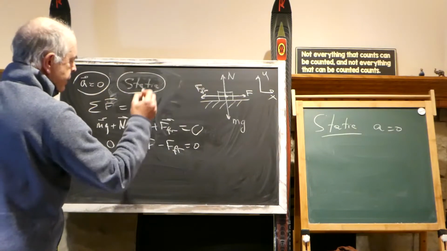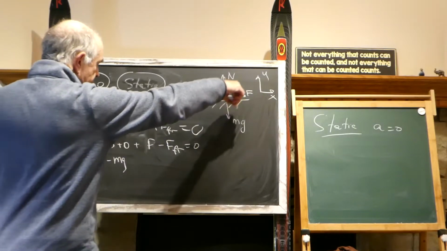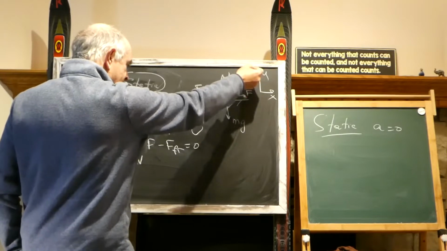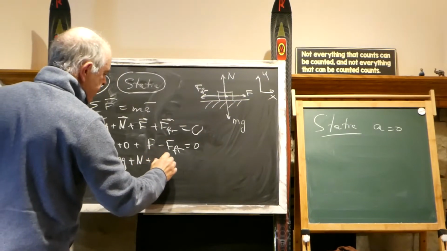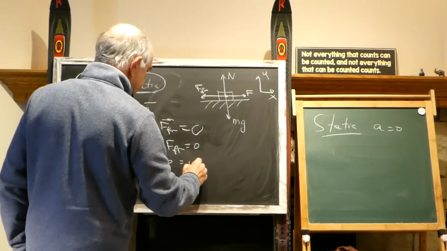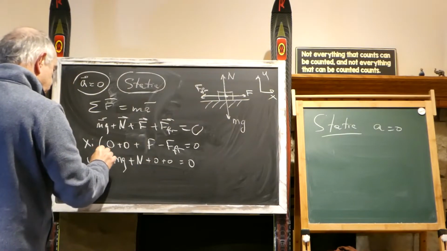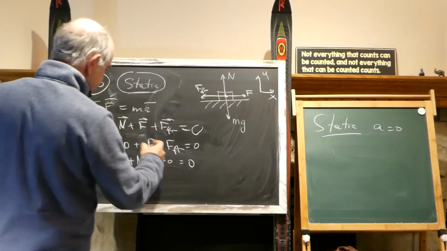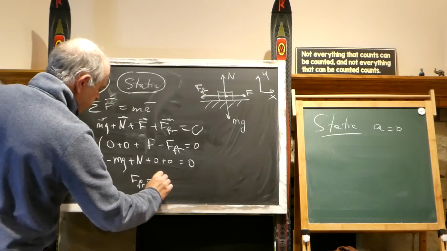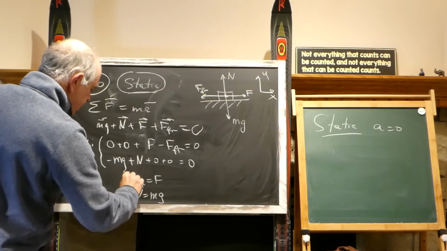And along the y-axis we draw it many times. mg has a minus because it's going down against y. N is positive because it's going up, the same direction as y. And here would be 0 and 0 because those two forces have no projection on y. And it equals 0 of course because nothing is moving in this direction at all. And so I can have from the first equation F friction equals F, and from the second N equals mg. And this means static.